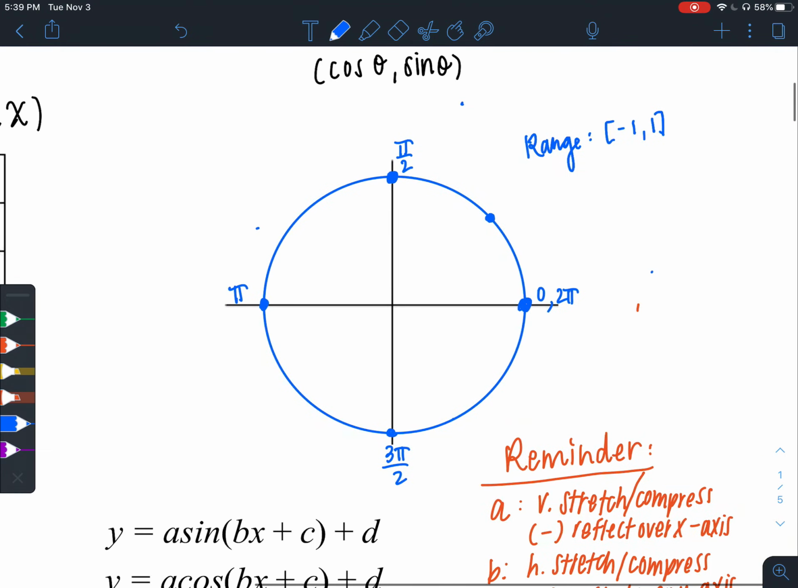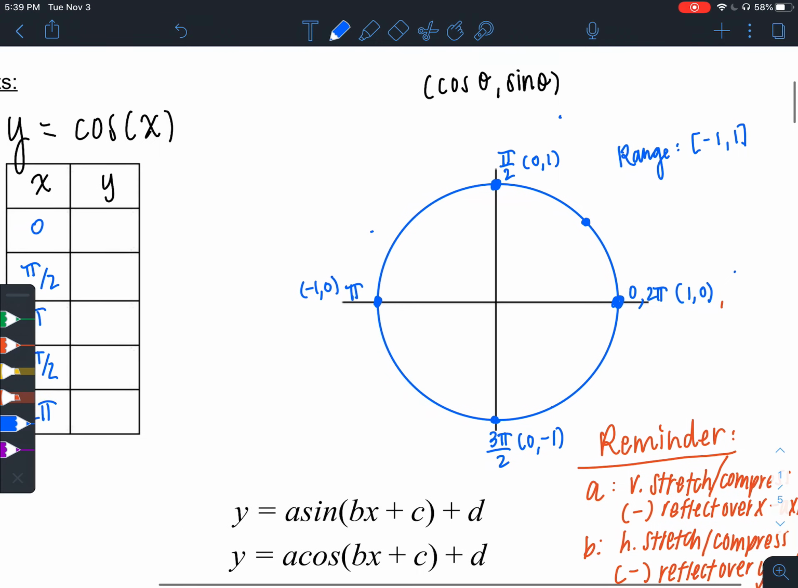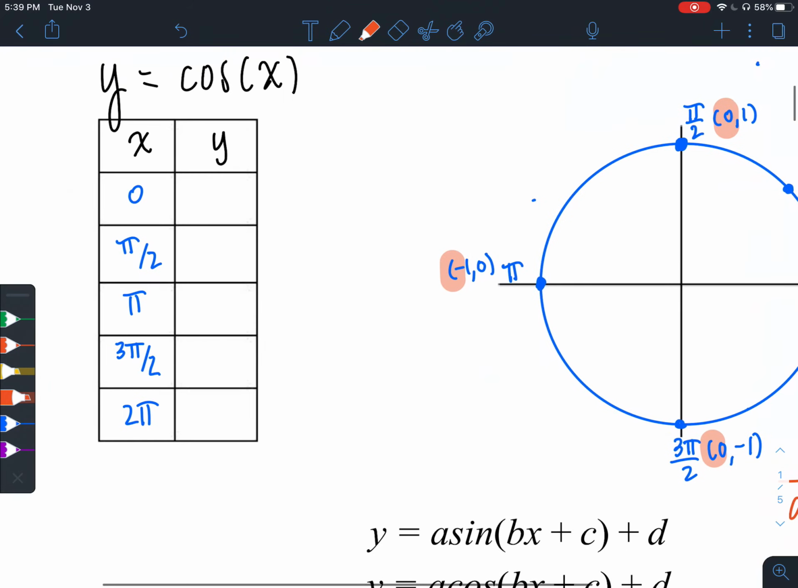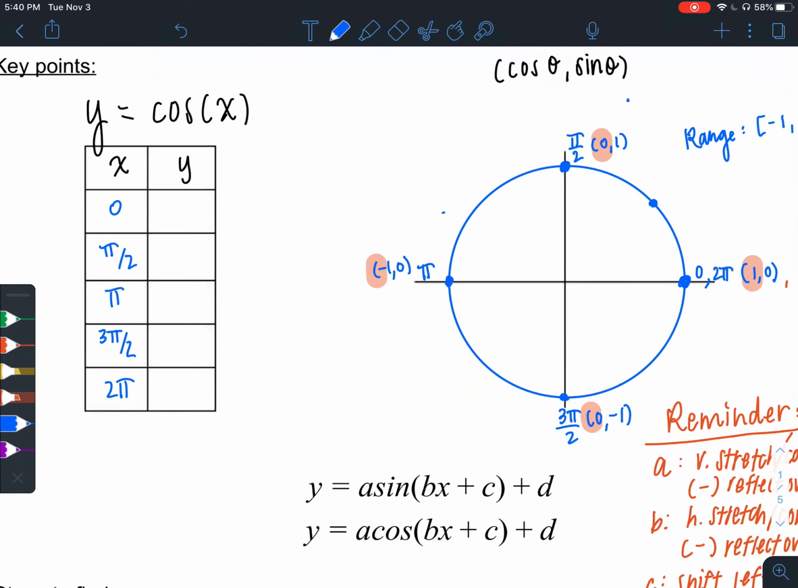Okay, so let's go ahead and label these points. This is the point 1, 0, if this is a unit circle. 0, 1, -1, 0, and 0, -1. Okay, remember that cosine is our x value, so I'm going to go ahead and highlight these x values. If we find cosine of x, then y is going to be 1. So this is cosine at 0 is 1.